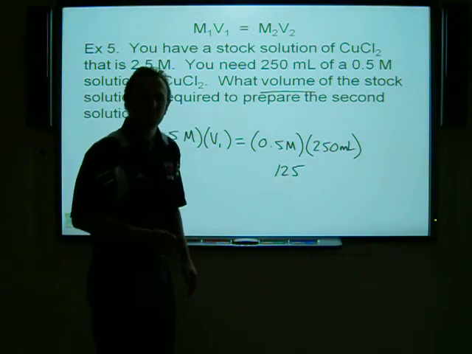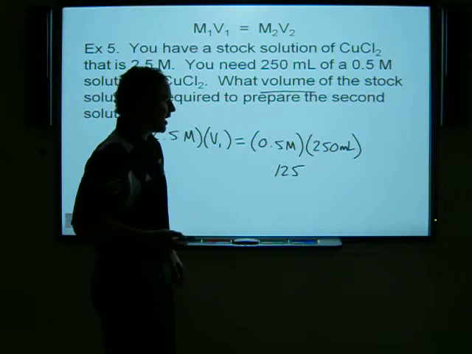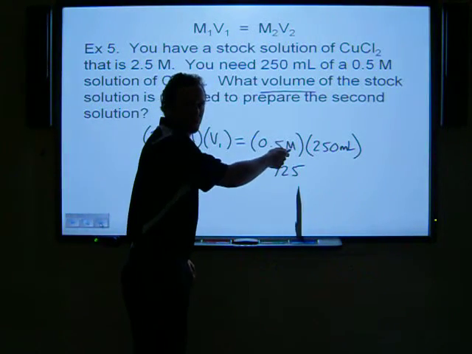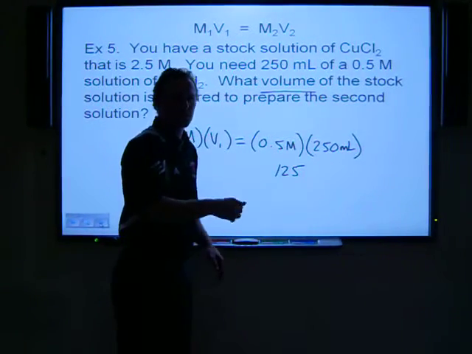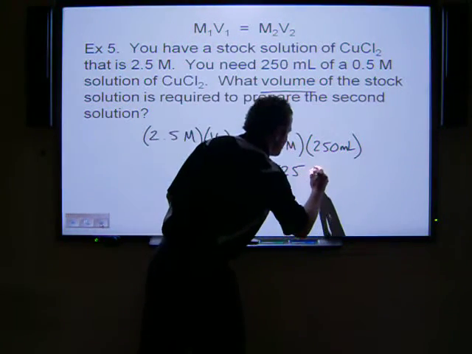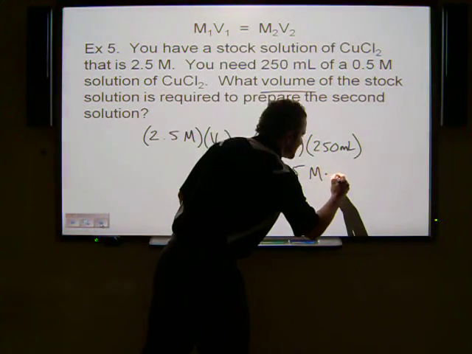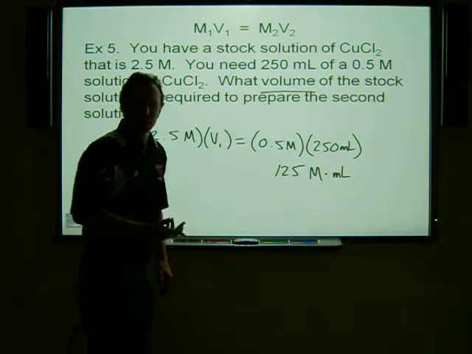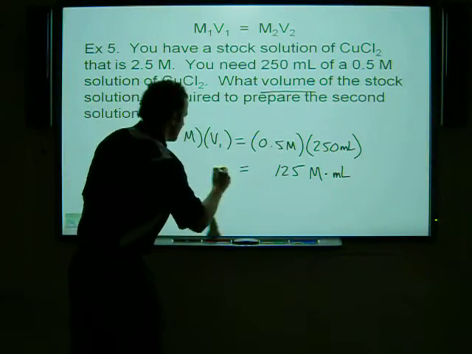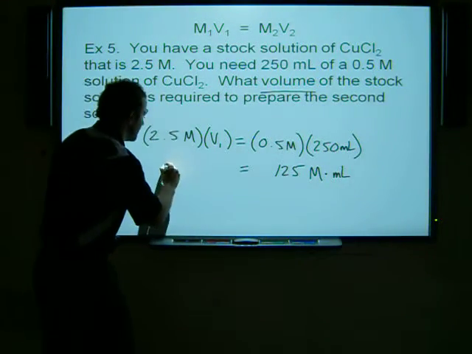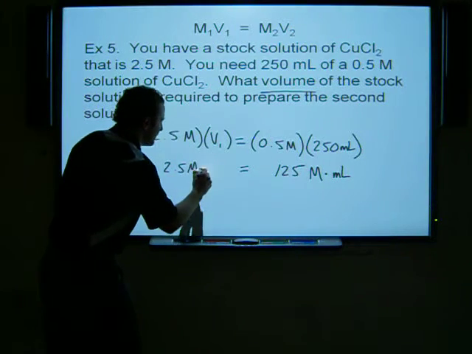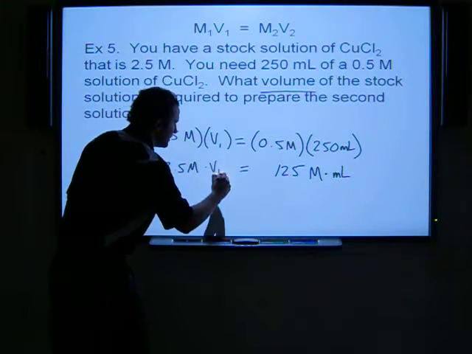And like always, I always bug you about, let's keep track of units. So let's keep track of the units. Instead of writing moles per liter and worrying about that canceling, I'm just going to keep it as molarity. So molarity times milliliters. On the other side, can't clean up anything yet, so I'm just going to bring it back down. So 2.5 molar times my volume.